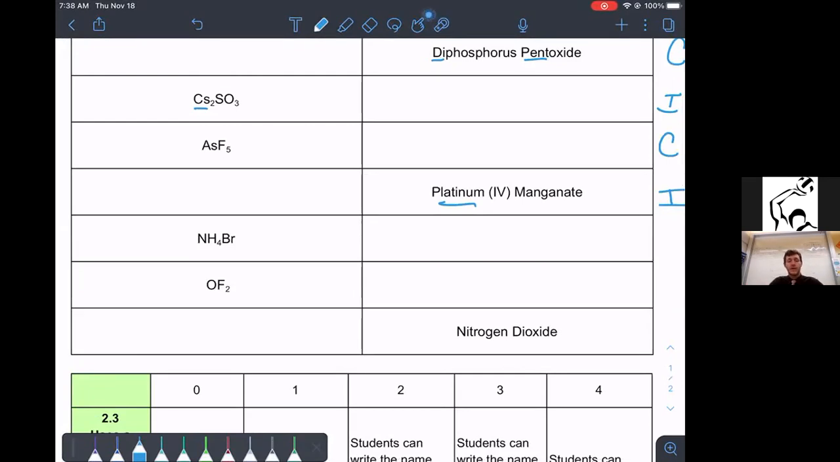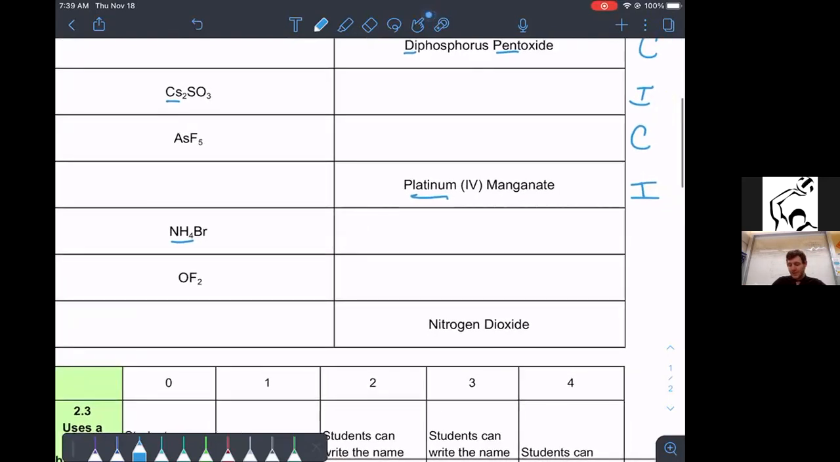Nitrogen, hydrogen, and bromine are all nonmetals, but NH4 is a cation. It's a positive polyatomic ion called ammonium, which makes this ionic as well. Oxygen and fluorine are both nonmetals, making it covalent. And nitrogen and oxygen, again, are nonmetals, so it's covalent. So just identifying those helps us figure out when we need to use prefixes, when we need to use Roman numerals. We need to look at polyatomics.